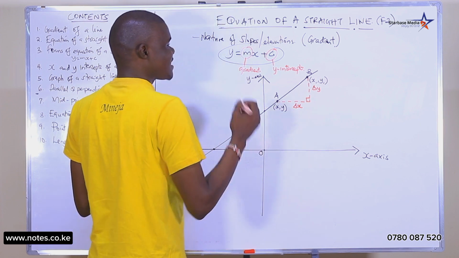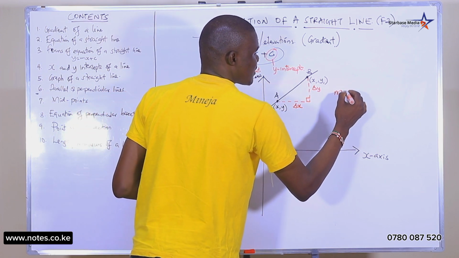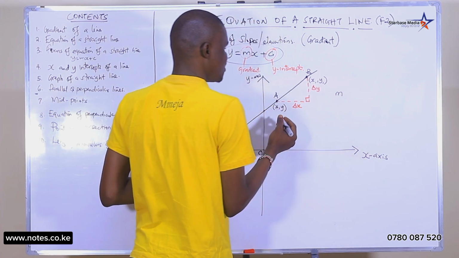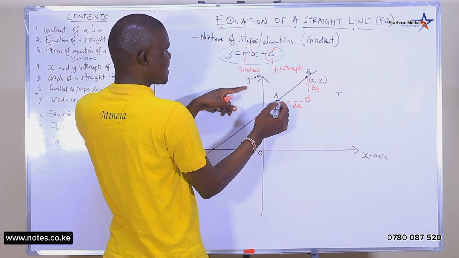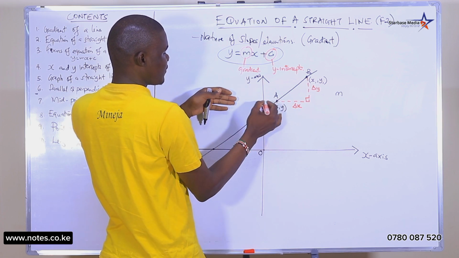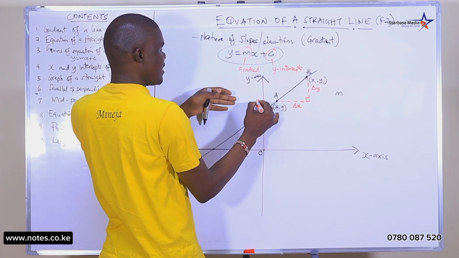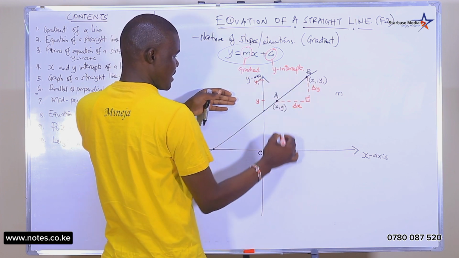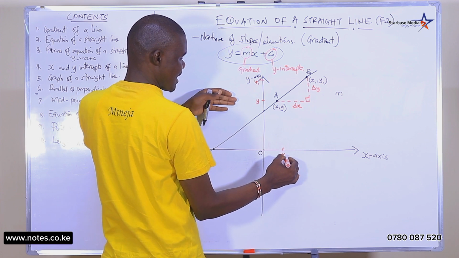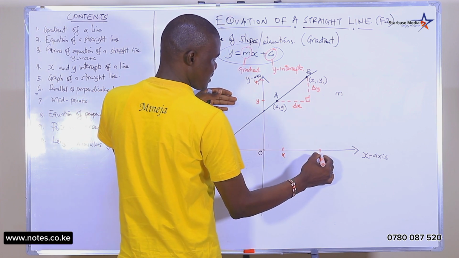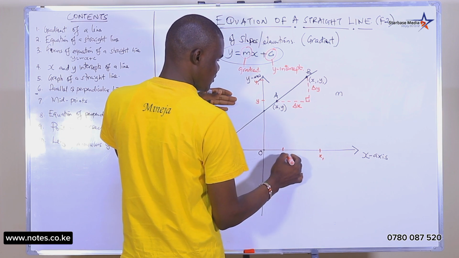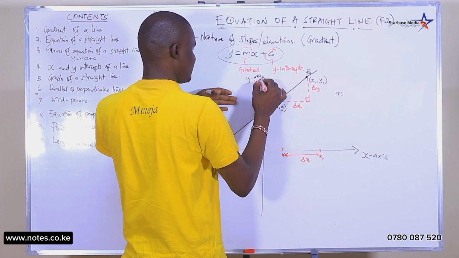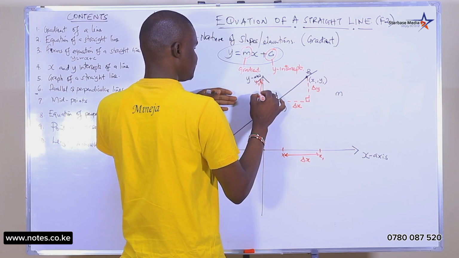So remember, for us to get the gradient, which is m, we are going to get the change in the y value. We are going to see that our y was initially here. This was our y. Then it has moved to this point, y1. Then x was also here, and x has moved to this point. So you can see there is a difference. This difference is what we call change in x. And this difference is what we call change in y.